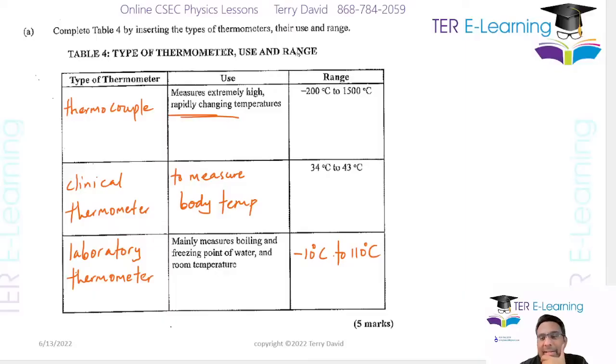All right, so I didn't switch the screen. So this is what the answer should have been. Once you see rapidly changing temperatures, we're talking about a thermocouple. The 34 to 43 degrees Celsius is a clinical thermometer, and we use it to measure body temperature. The last one, they said mainly measures boiling point, freezing point, and water. So that's a laboratory thermometer, and the range for that is minus 10 to 110 degrees. That's what we're looking for there.